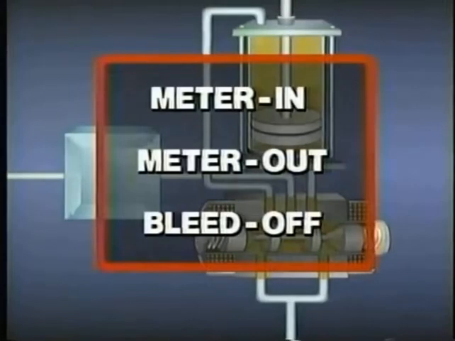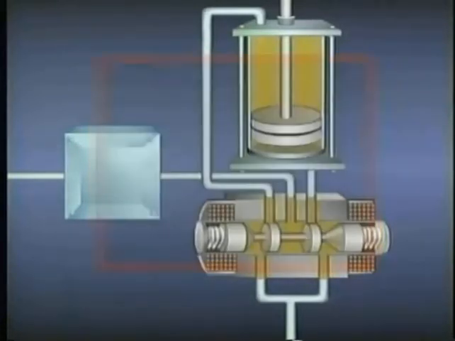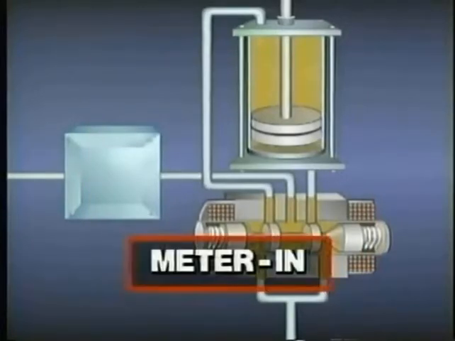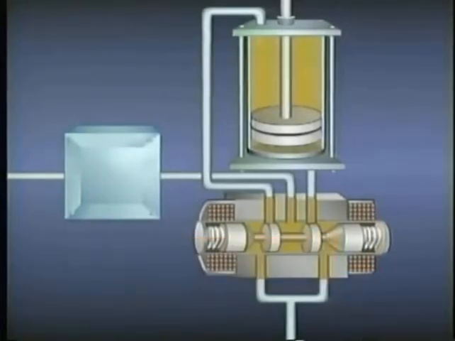Three basic methods we'll discuss include meter in, meter out, and bleed off. The first method we'll talk about is meter in. With the meter in method, the flow control valve is used to control flow going to the actuator. Let's use this simplified illustration to see how. Here we have an actuator with fluid lines, a directional control valve, and a flow control valve.